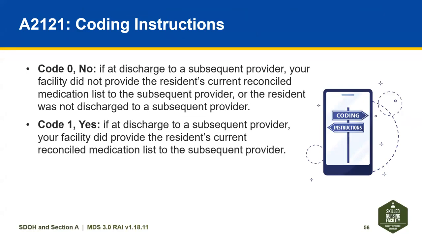So let's review the coding instructions. You're going to code no if it discharged to a subsequent provider, the facility did not provide the resident's current reconciled medication list to the subsequent provider, or the resident was not discharged to a subsequent provider. And you'll code yes if at discharge to a subsequent provider, the facility did provide the resident's current reconciled medication list to that subsequent provider.